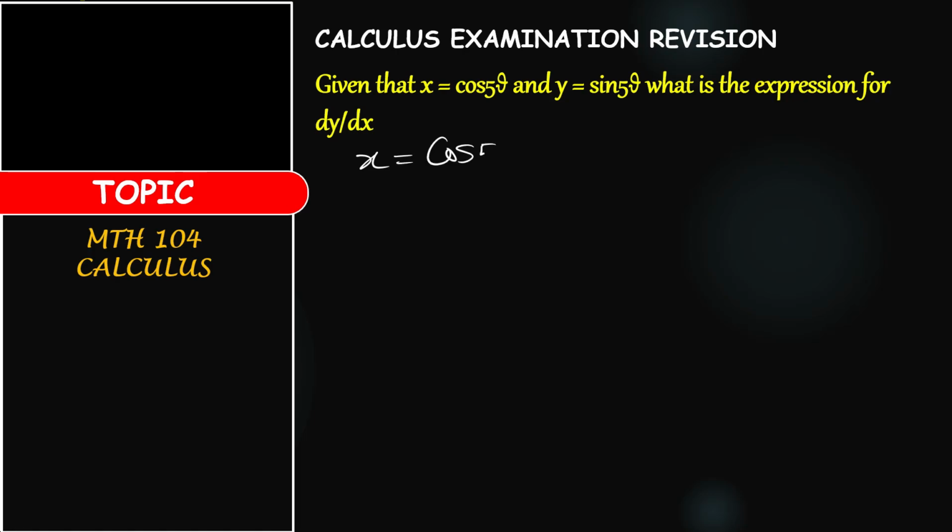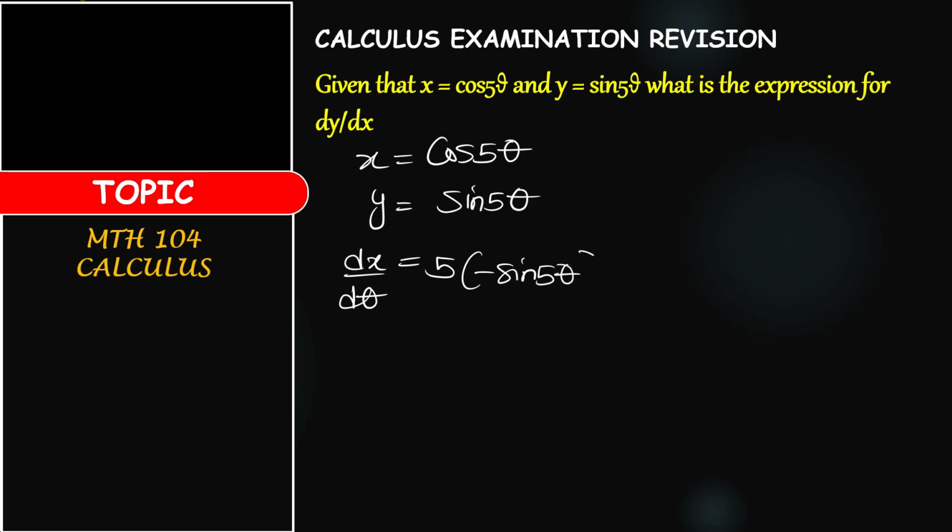All right. Now, I have another question. Given that x is cos 5 theta and y is sine 5 theta, what is the expression for dy/dx? So first of all, we need to look for dx/d theta, right? dx/d theta would be differentiate x with respect to theta. Differentiate this cos 5 theta. According to what I told you, first of all, write this 5 here. Differentiate cos x is going to give us what? Minus sine. Then you write the 5 theta again. So our dx/d theta will be minus 5 sine 5 theta.